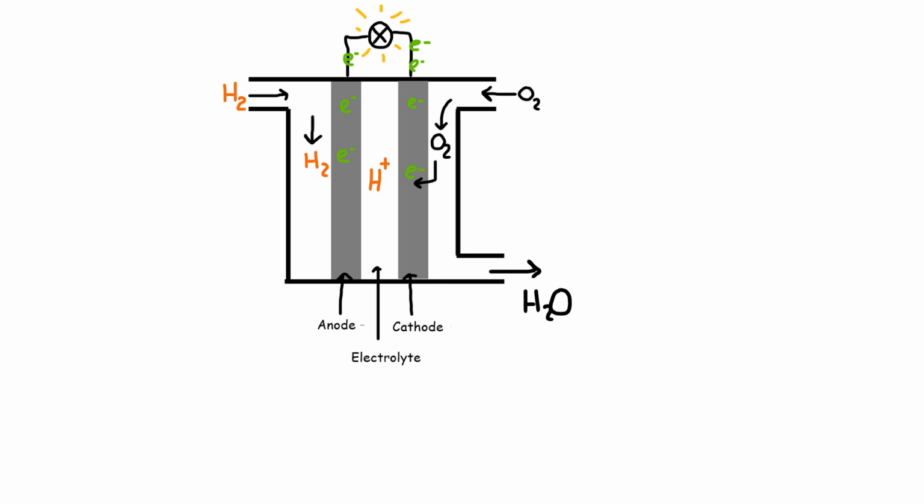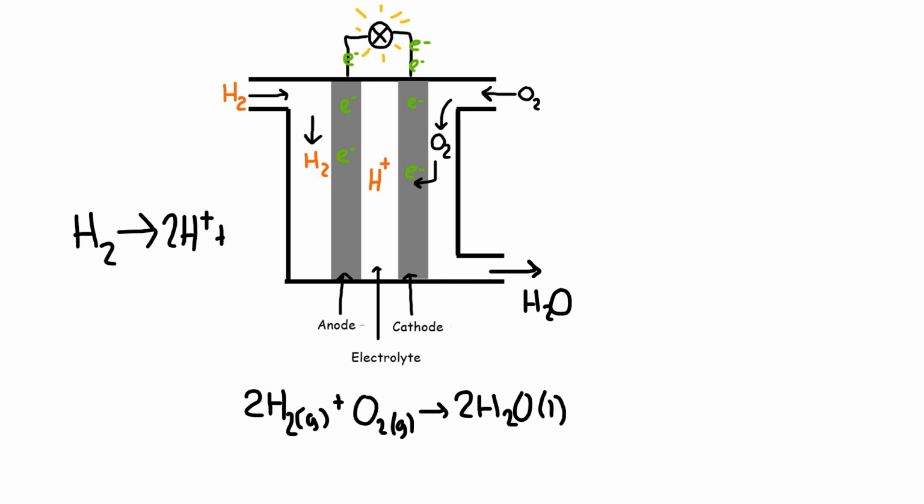Water is the only major waste product in a hydrogen fuel cell, and this is the overall equation for hydrogen fuel cells. So two hydrogen molecules plus an oxygen molecule, both in the gaseous state or both as gases, form two water molecules. Now we can break that down into two half equations.